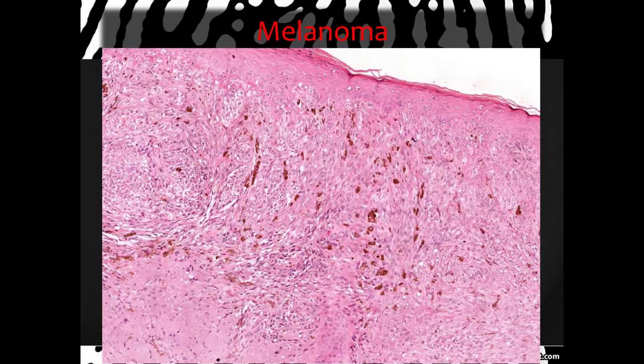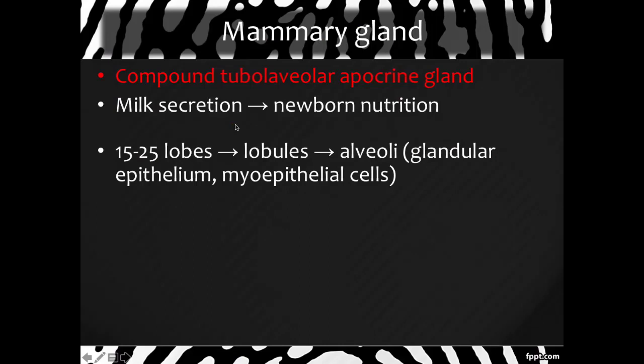This is how it looks like in a light microscope. You can see the pigment scattered in the tumor. And now we will just shortly talk about the mammary gland, which is a compound tubuloalveolar apocrine gland composed of 15 to 25 lobes. Each lobe has its duct emptying at the papilla.